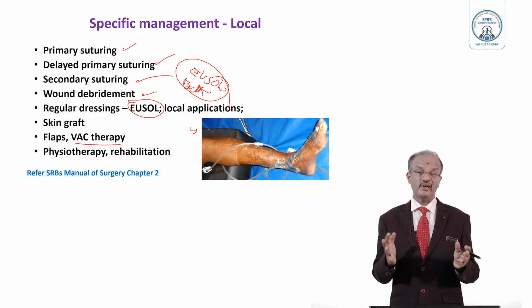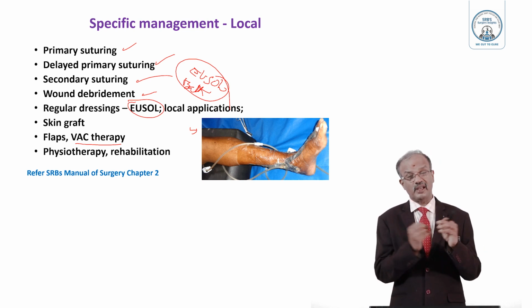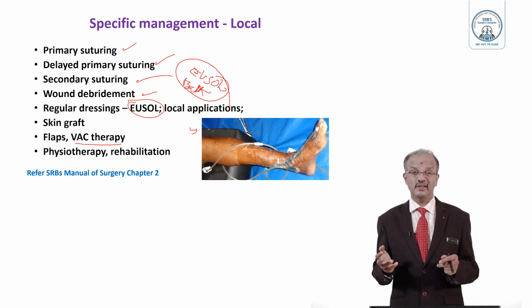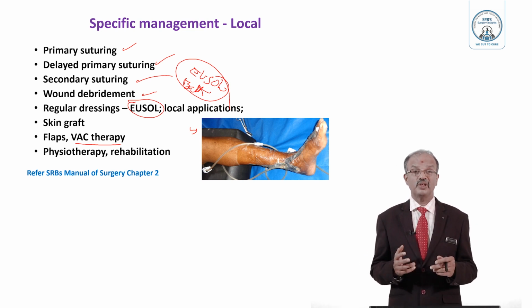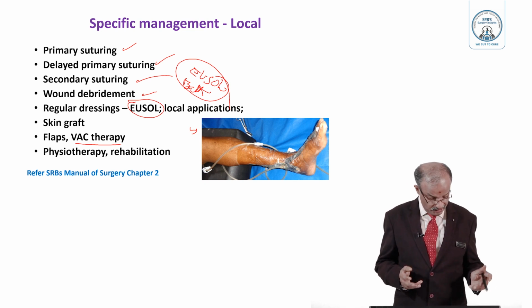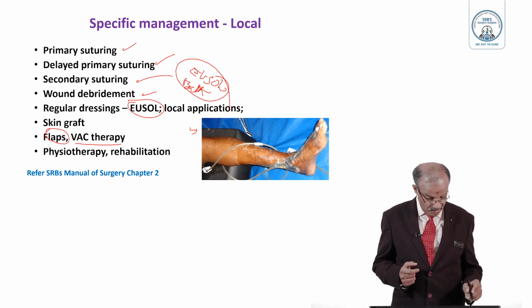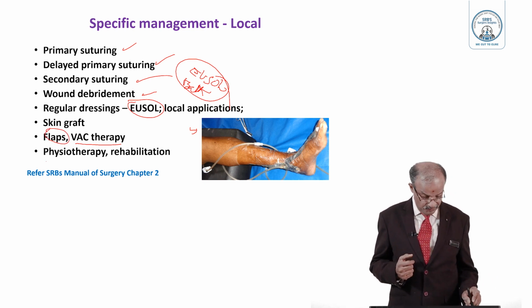After usually 4 or 5 days you wait. A canister is there to collect everything. And after that, if you open the wound, it will have granulated well. Then you can put a graft or flap, depending on the location, situation, and your choice. So flaps you can use. Then eventually, physiotherapy and rehabilitation is also equally important, remember.